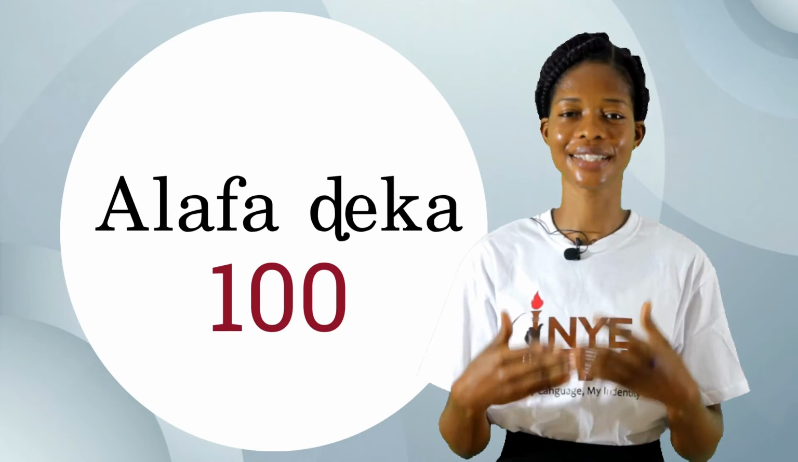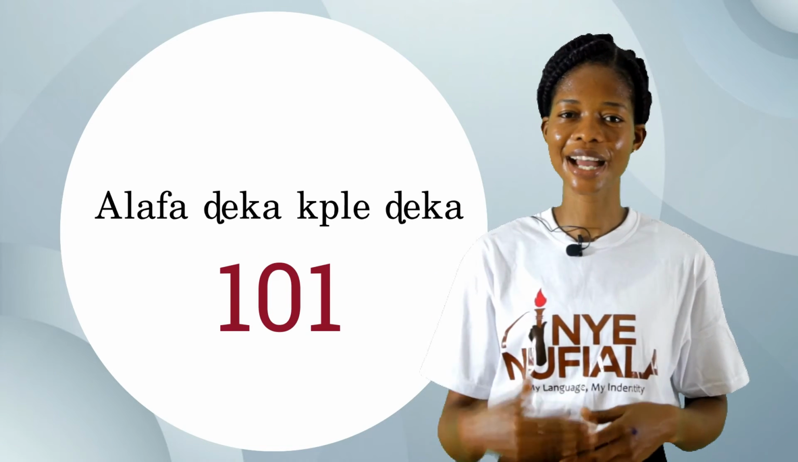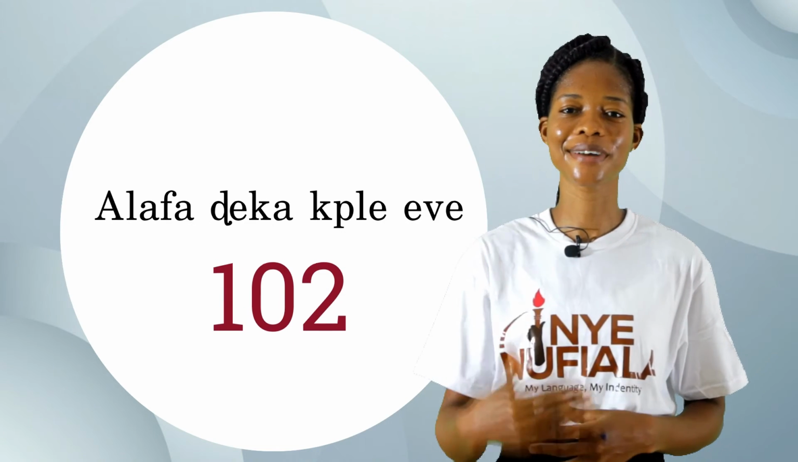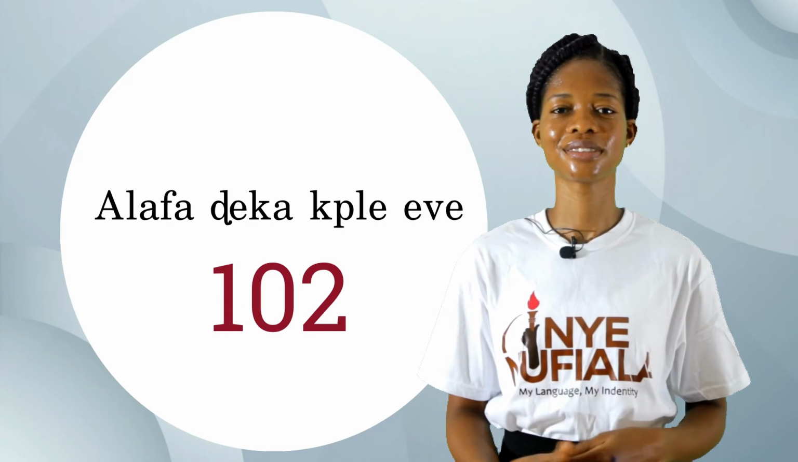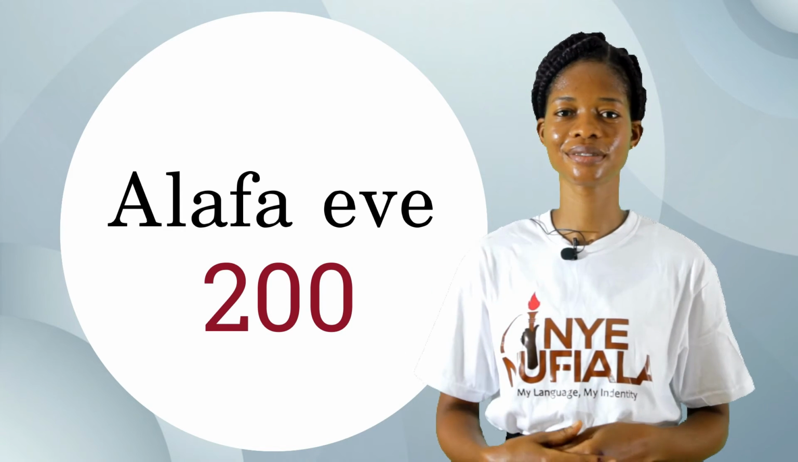Blaasieke-vɔ-ɖekɛ to alafa ɖeka. Now if you want to continue from 100 and above, you insert ple, which is alafa ɖeka ple ɖeka. Alafa ɖeka ple eve. So you get to alafa eve.